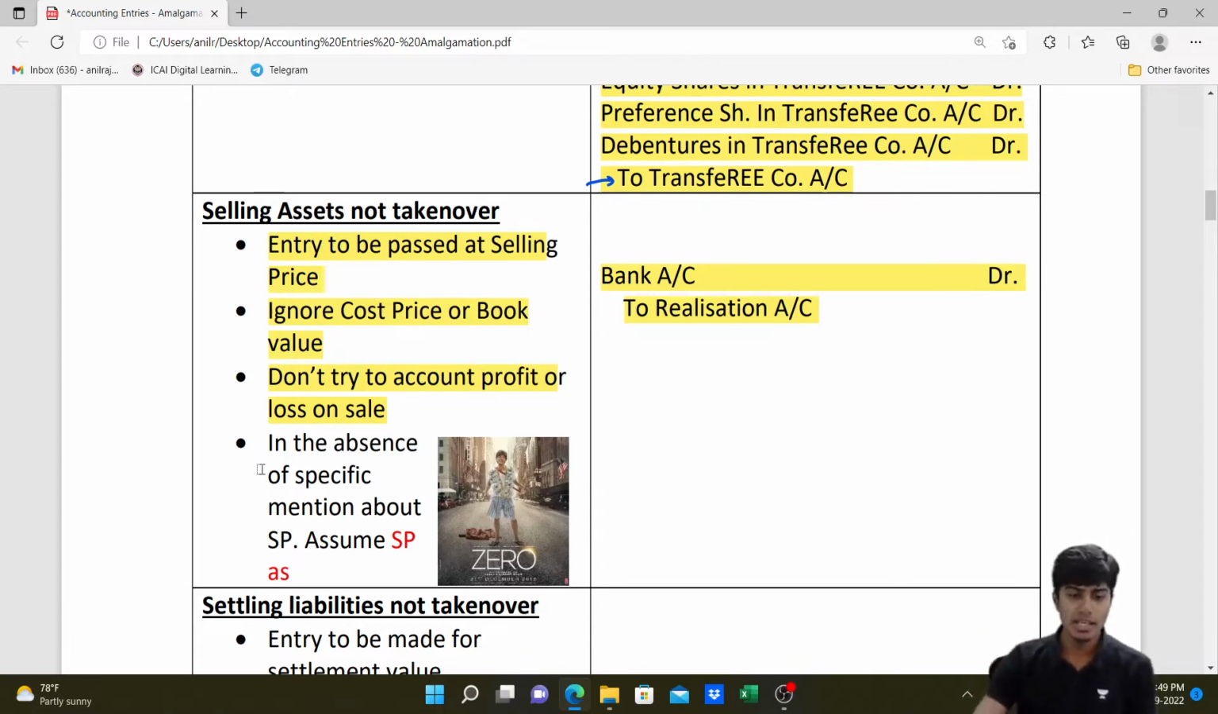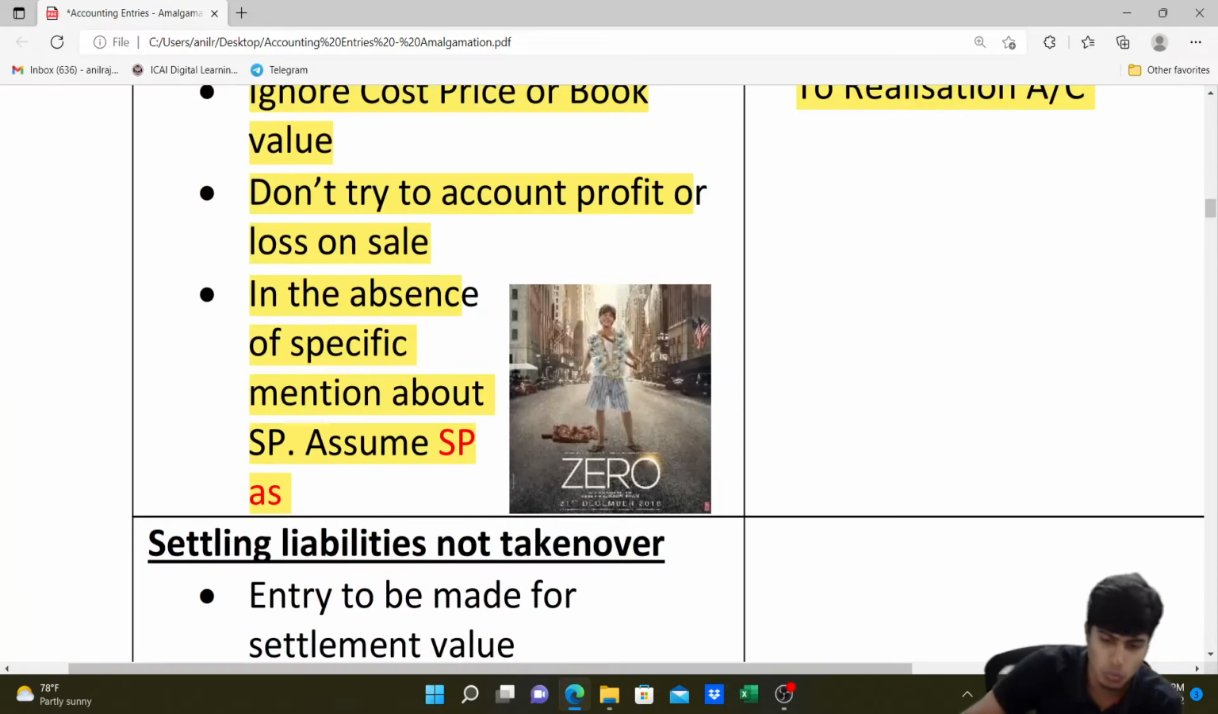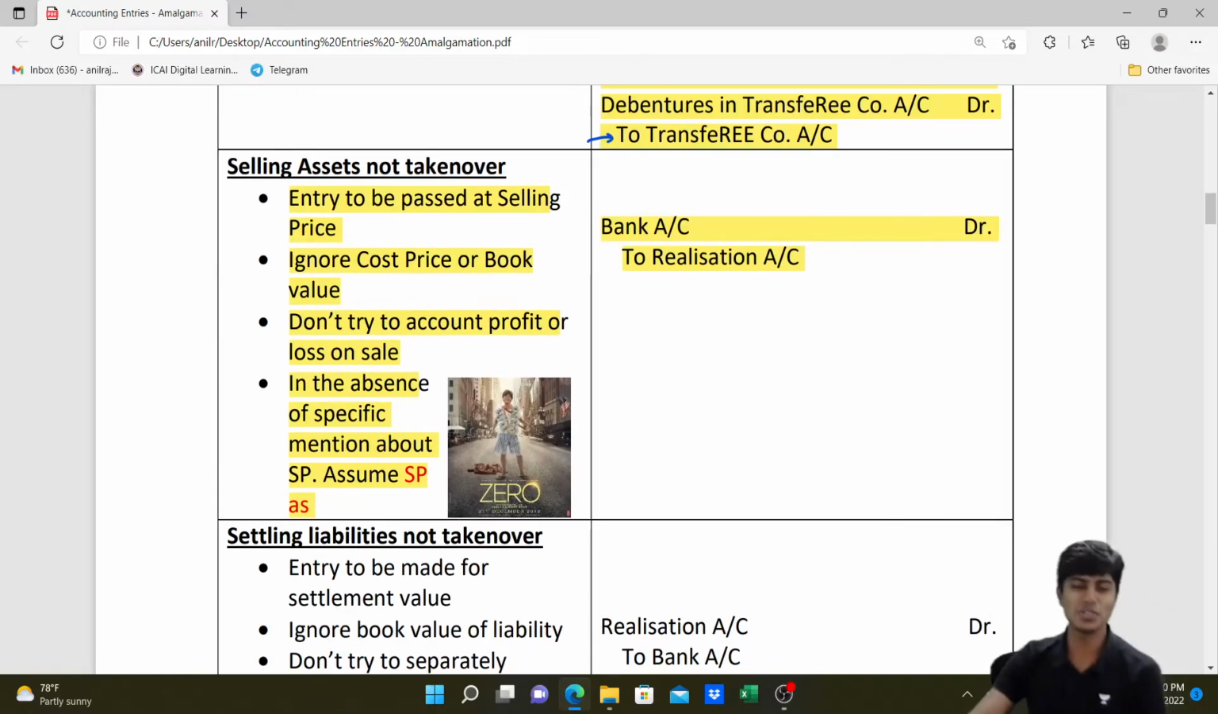Read this. In the absence of specific mention about selling price, assume selling price as 0. Remember this Shah Rukh Khan's movie? Zero. We should assume it as 0. What do we assume it as? 0. It realizes 0 rupees. You get that? So this is with regard to sale of assets. Now let's see settling liabilities.